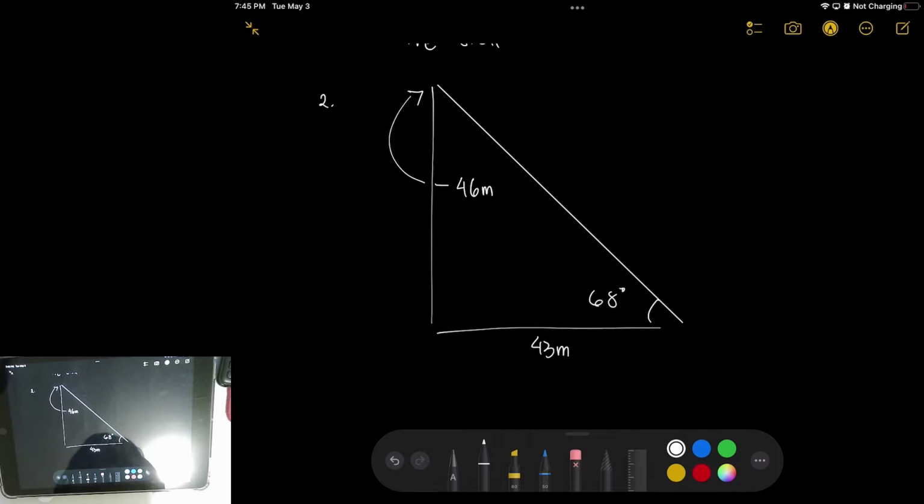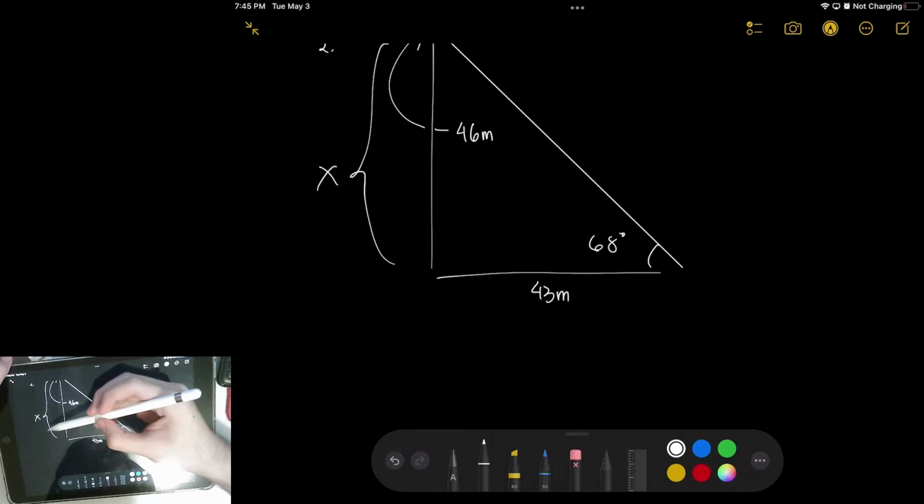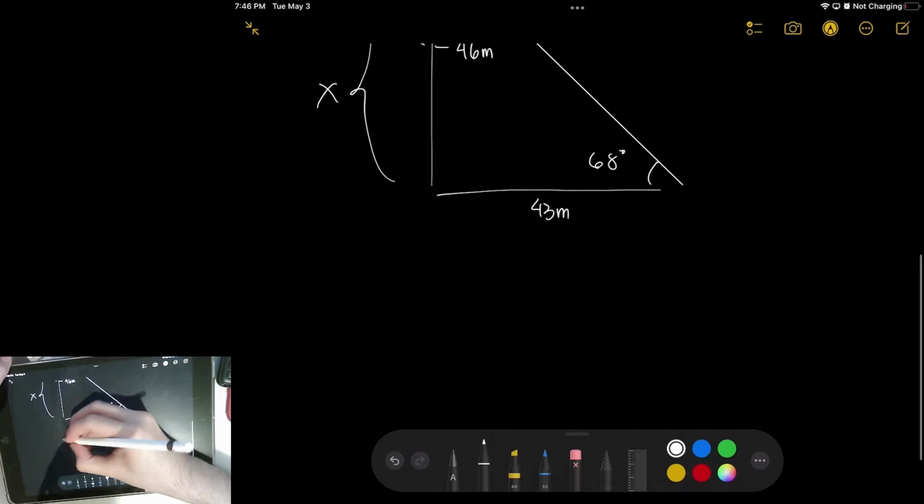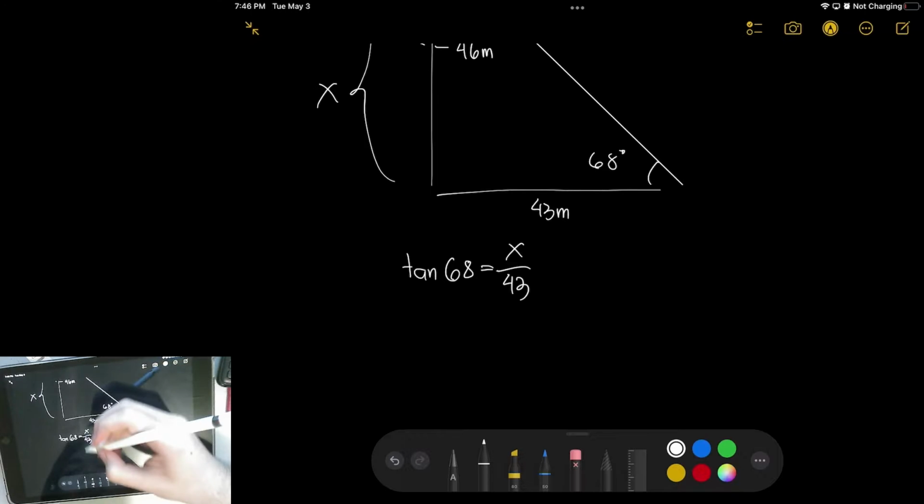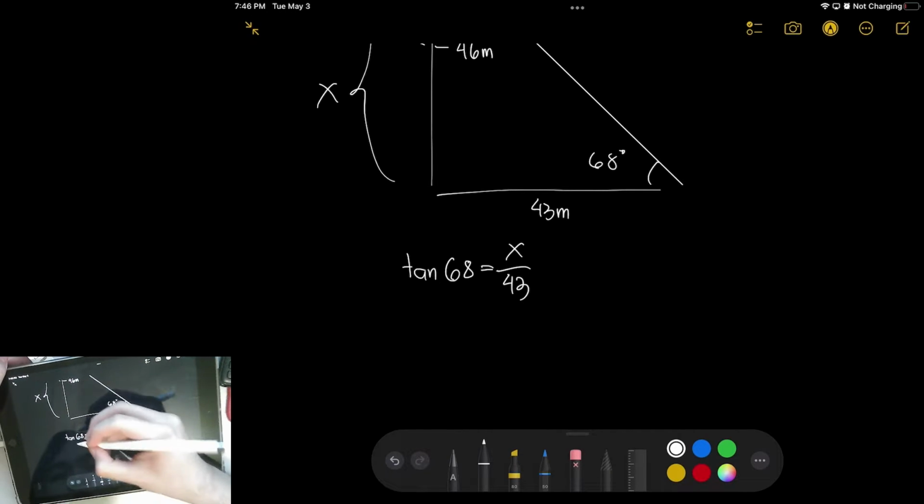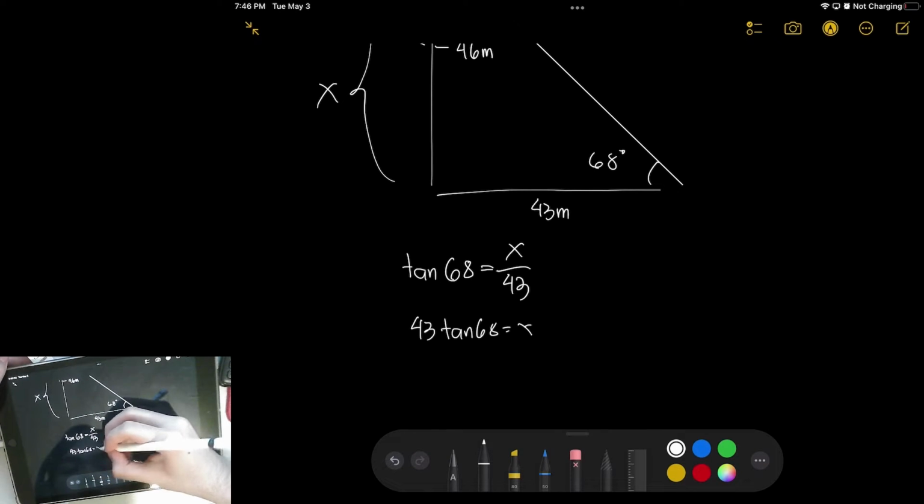This is relatively simple. We apply the same concepts. Again, we're looking for the opposite side, and we are given the adjacent side. So this is again tangent. Tangent 68 is equal to x over 43. Then we cross multiply again. So this is the same concept. 43 tan 68 equals x.